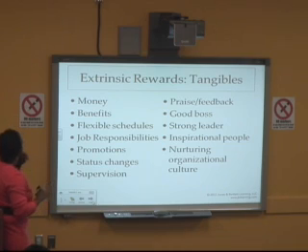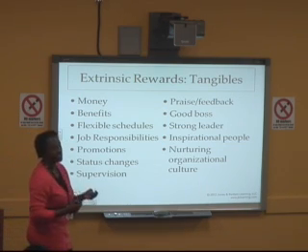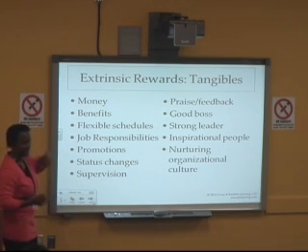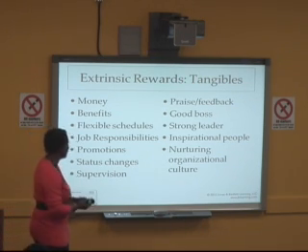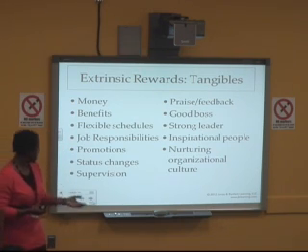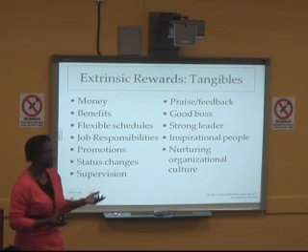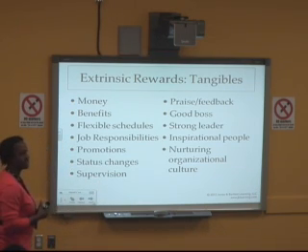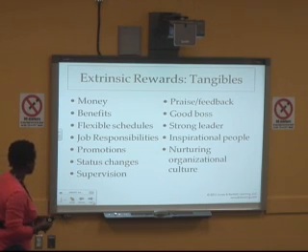So we'll talk next about extrinsic rewards. These tend to be tangible, things you can see, you can feel. Number one, money, right? Everybody can see, you can count it, you can feel it. Benefits, job responsibilities, promotions, praise. These are all extrinsic rewards that one might get on the job from their boss or their supervisor.